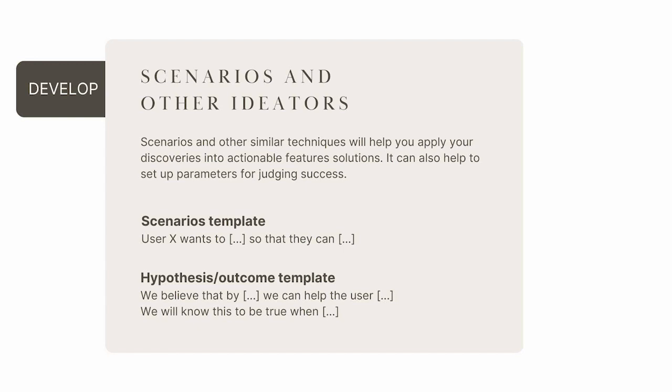So scenario flows into the hypothesis and outcome. Scenario is like: the user wants to do something so that they can do something else. So the user wants to have a garden so that they can get a dog. And the hypothesis outcome template would be like, we believe that by making gardens cheaper, we can help users have more dogs. We will know this to be true when people have more dogs. That's a base example, but hopefully that makes sense.